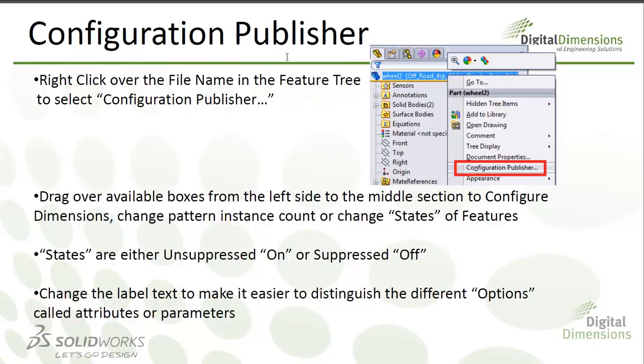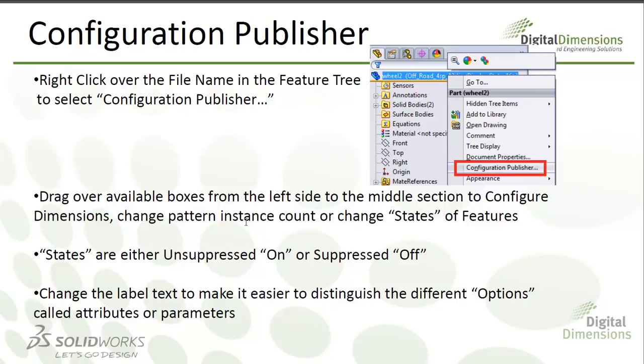So now we finally get into the configuration publisher. Now how do you actually create the part to have the configuration publisher have the dialog box that you're looking for? You right click over the file name and you select configuration publisher. It's going to open up a box where you're going to see a left, center, and right section, and there are going to be boxes on the left side that you can drag over into the center, and that's how you can create the configurable drop down list. And you're going to be able to change the labels, so that you can understand what you're selecting.